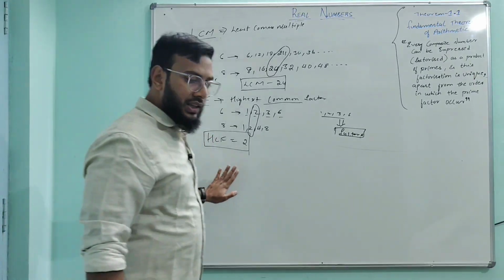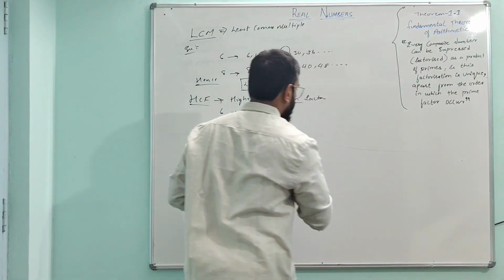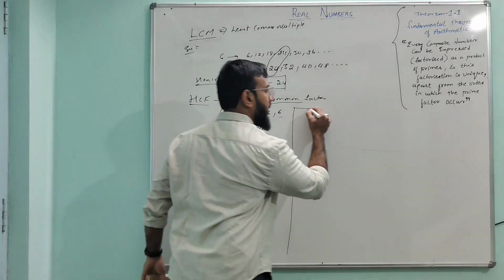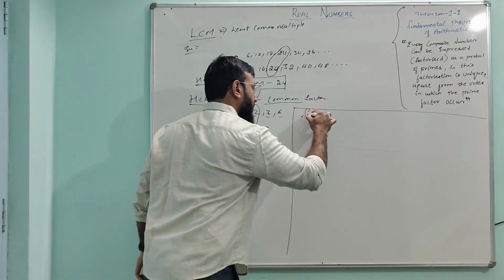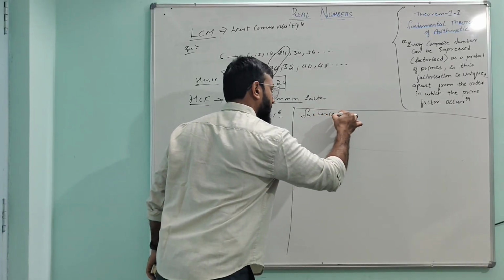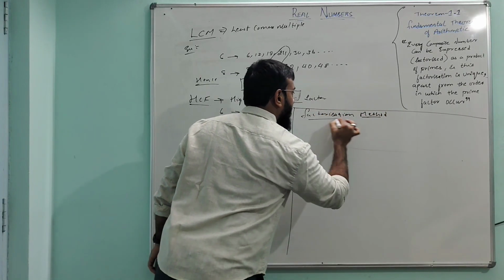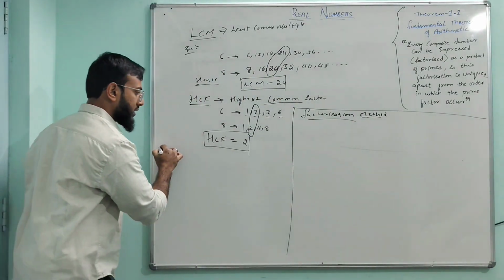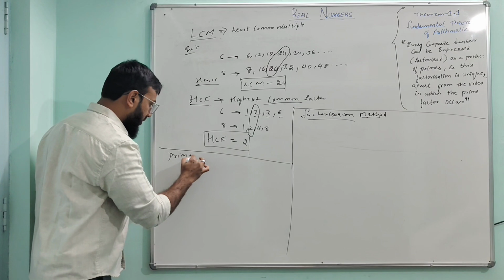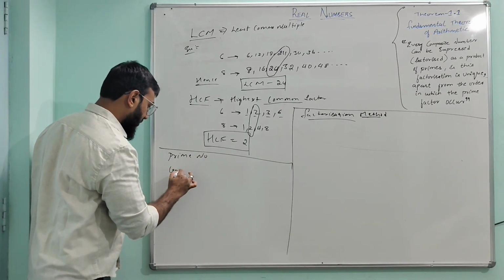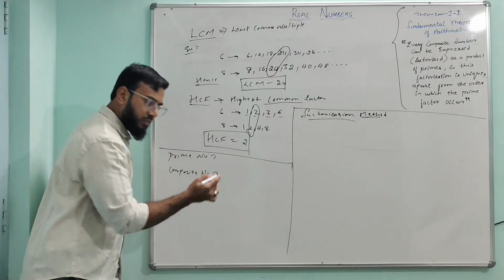Now the same thing we'll try to understand with the help of the factorization method. Before getting into this, I wanted you to know what is meant by prime numbers and composite numbers. Have you come across this? What are prime numbers and what are composite numbers?